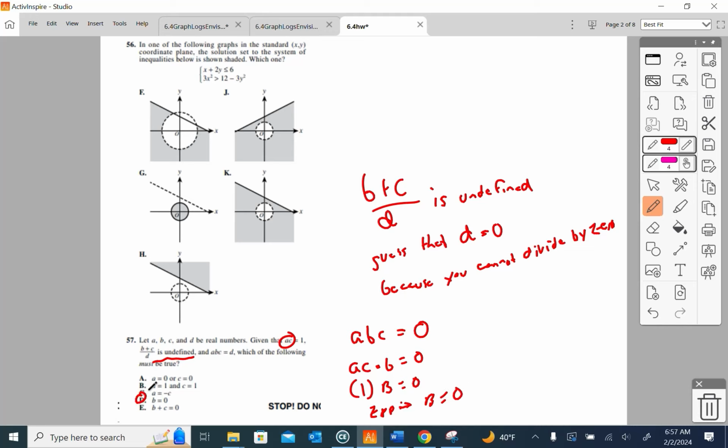Plain and simple. It's not A is 0. Can't be. It's B is 0. All right, that one's done.